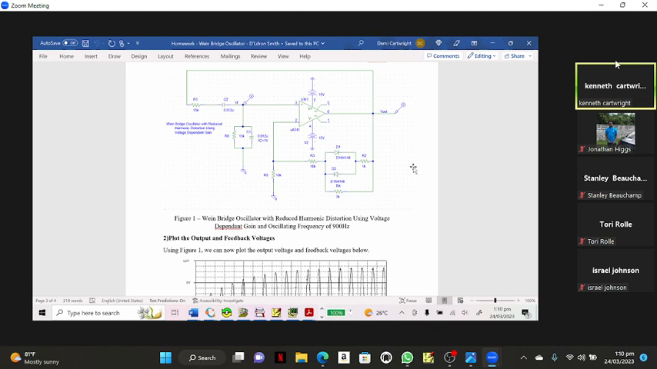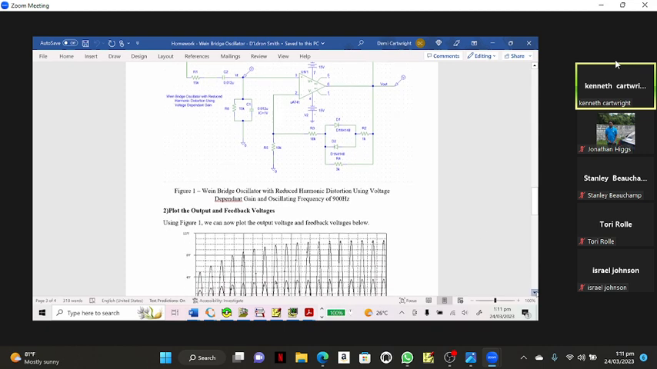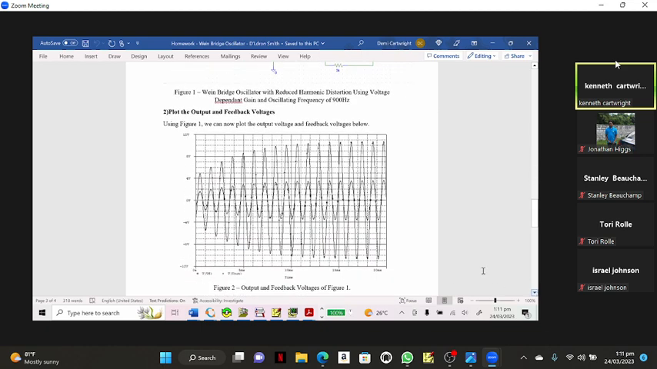And then when the output starts to decrease, the diodes are now off, which means the gain is now 3.1, which means the output increases. And in that way, we stop this, and it repeats over every cycle. That way, we stop saturation from happening, and we get a fairly decent sine wave.